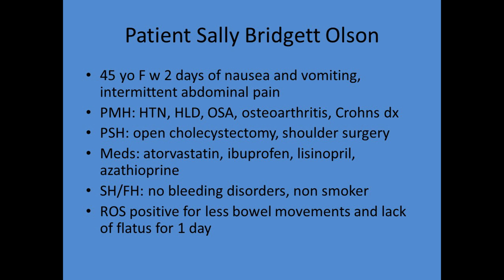So I'd like to start this lecture with a short clinical vignette that we'll circle back to. Sally Bridget Olson is a 45-year-old who is experiencing 2 days of nausea and vomiting accompanied by intermittent abdominal pain. She has a history of hypertension, hyperlipidemia, obstructive sleep apnea, and osteoarthritis, in addition to Crohn's disease. She's had an open cholecystectomy as well as shoulder surgery, and she's on the below medications, no relevant social history or family history, and on review of systems, she notes that she's been having less bowel movement.